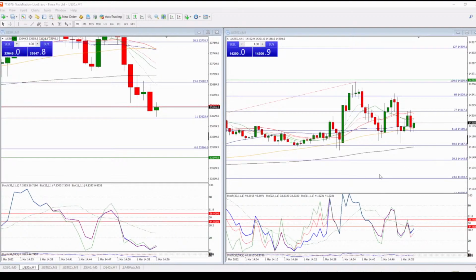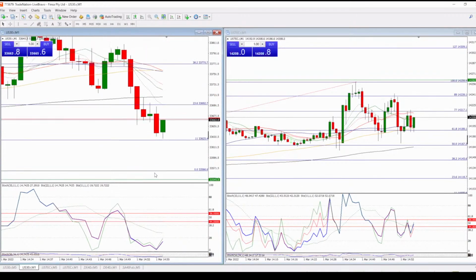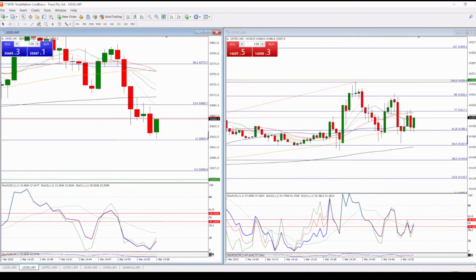US Tech stochastic 50 not valid. That signal line is very close to that 50 level. Dow is looking better. Just see if we get that trigger.